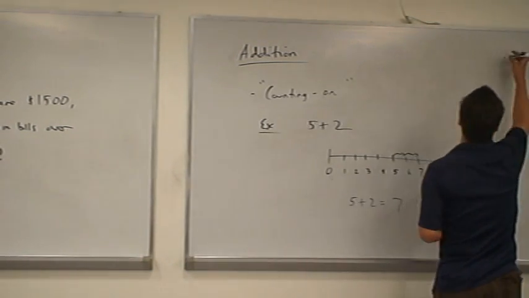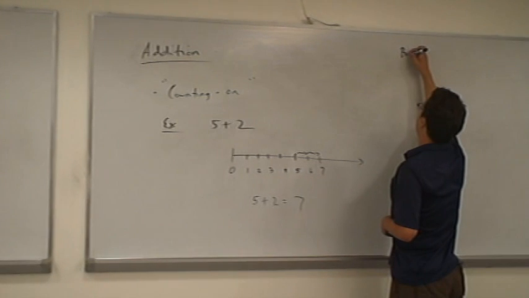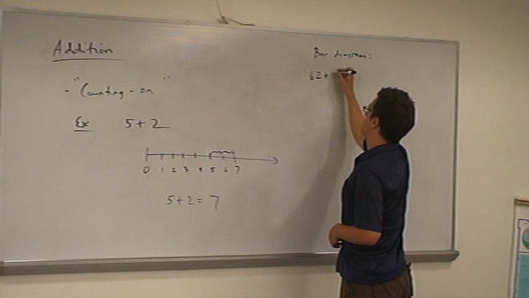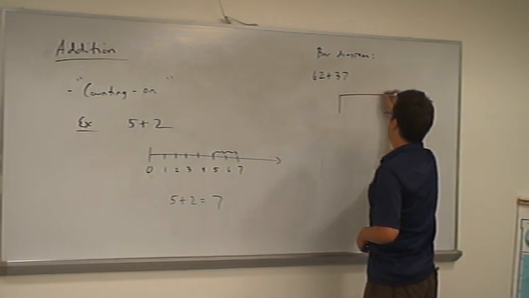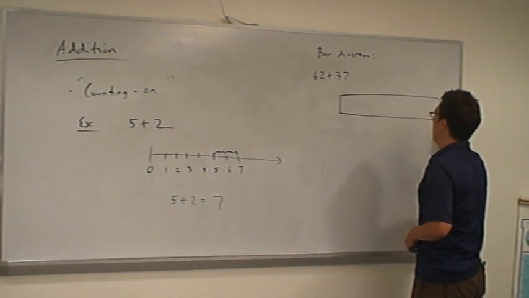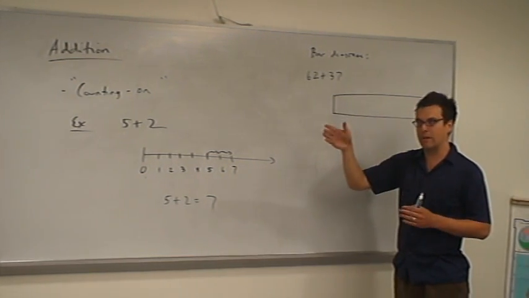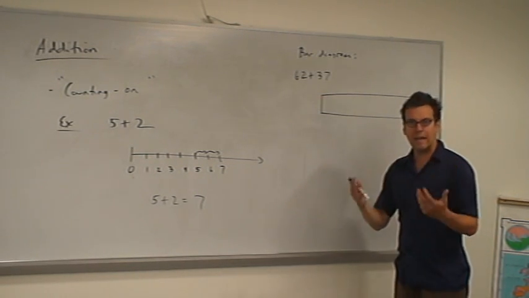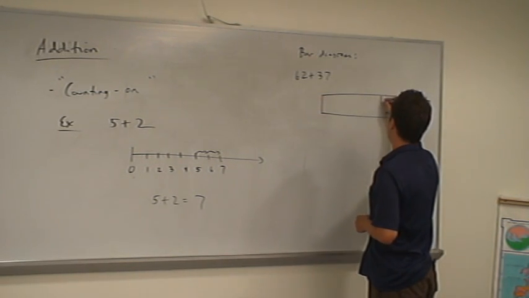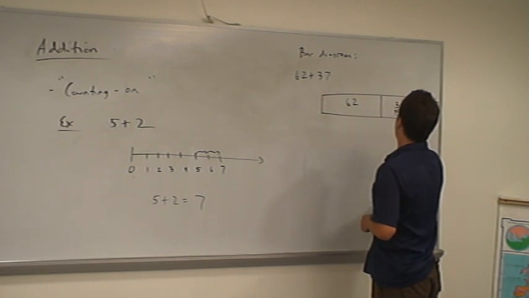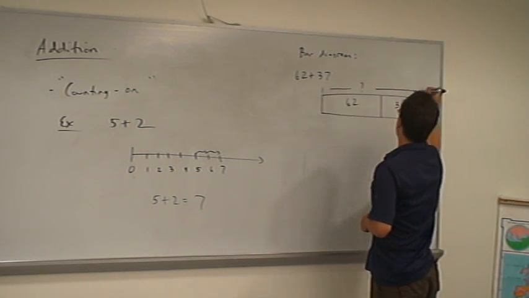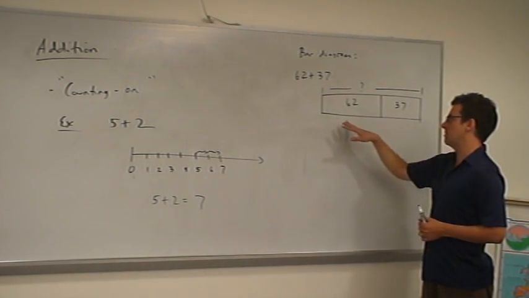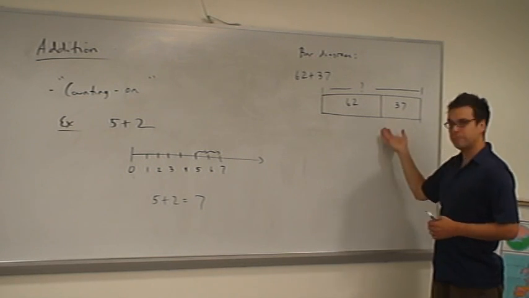So an example of a bar diagram could illustrate, for example, let's just say 62 plus 37. We could simply use a bar, because we would not want to count out on a number line 62 places and then count on 37 more places. That's just very inefficient. So we would slightly abstract the number line, blow it up a little bit, and we could have something that looks like this. The answer, of course, we're going to denote with question marks. So we could illustrate 62 plus 37 with a bar diagram like so.